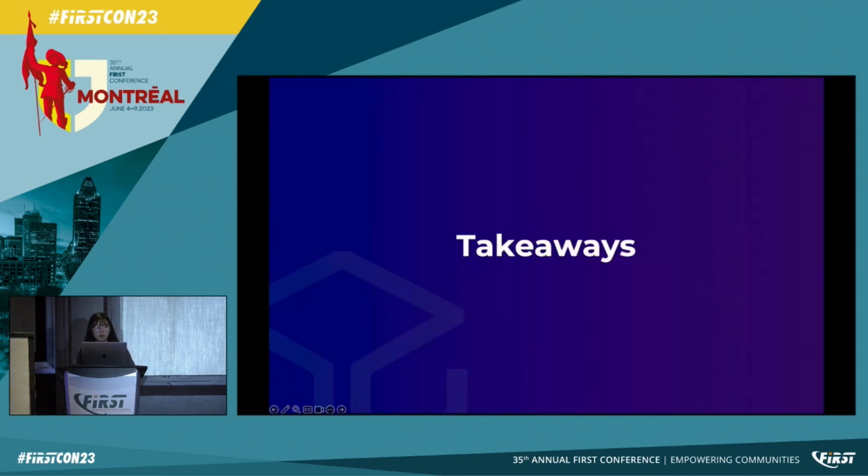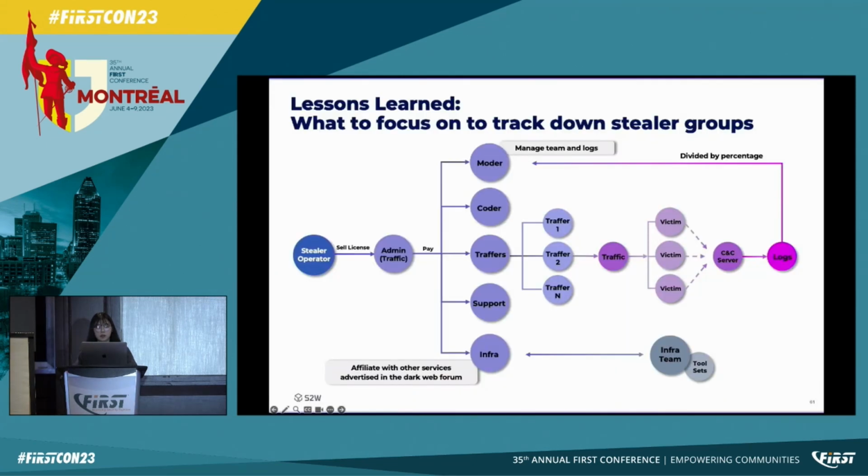Until now, stealers have been thought of as information stealing malware, and not much is known about who is spreading them and how. Beneath the surface, there are numerous groups operating on the dark web that make up the stealer ecosystem, and they're becoming more complex and difficult to track.